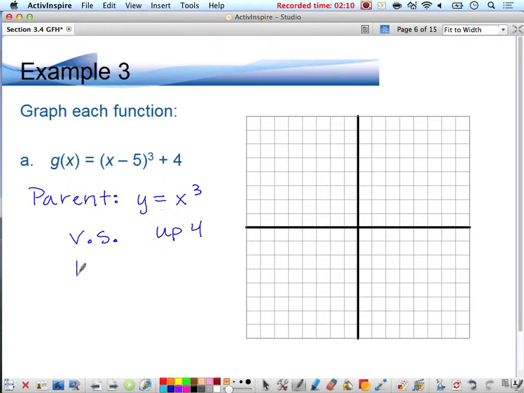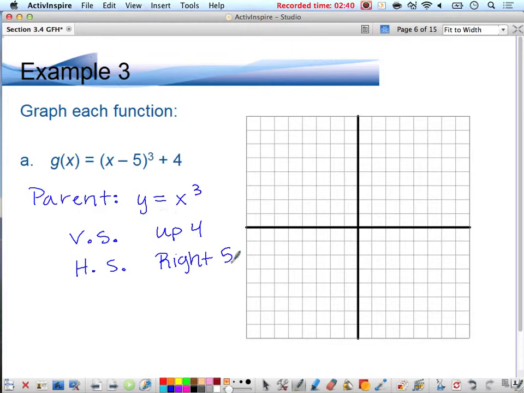And then the horizontal translation, or sometimes abbreviated the horizontal shift, is positive 5 or negative 5? Positive 5, which moves it to the right. So to the right 5. Those are the two things I need to do. And the nice thing is technically with vertical versus horizontal, it doesn't matter which one you do first. So you can't get in trouble. So let's go ahead and graph the parent. The parent is y equals x cubed.